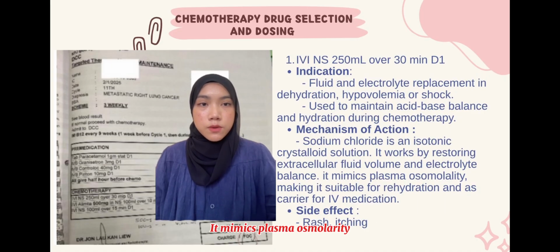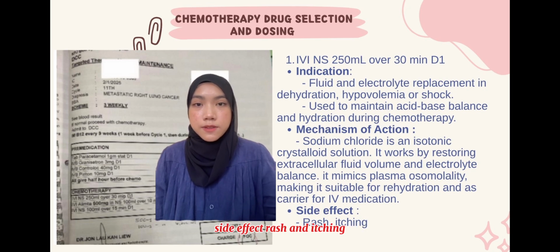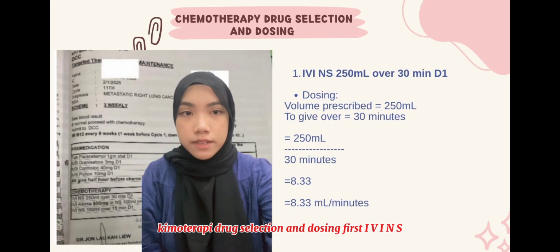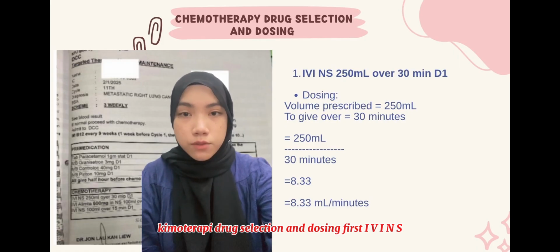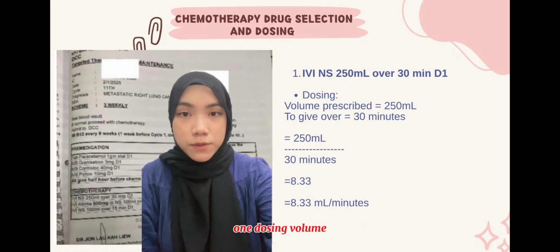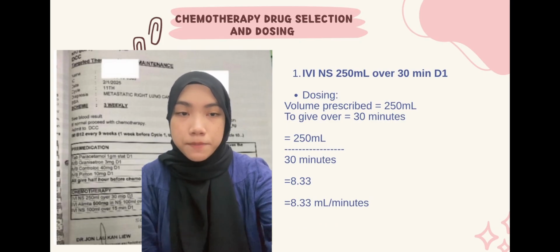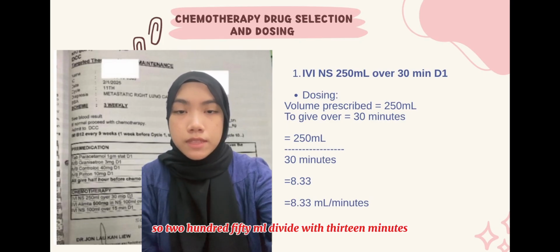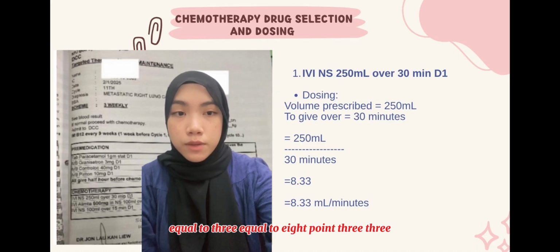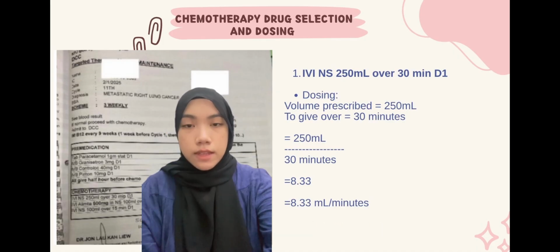It mimics plasma osmolality, making it suitable for rehydration and as a carrier for IV medication. Side effects: rash and itching. Chemotherapy drug selection and dosing. First, IVI normal saline 250 ml over 30 minutes D1. Dosing: volume prescribed is 250 ml to give over 30 minutes. So 250 ml divided by 30 minutes equals 8.33 ml per minute.